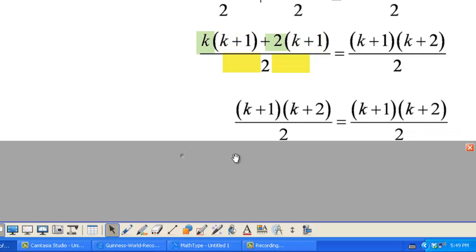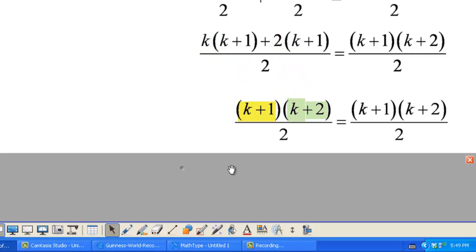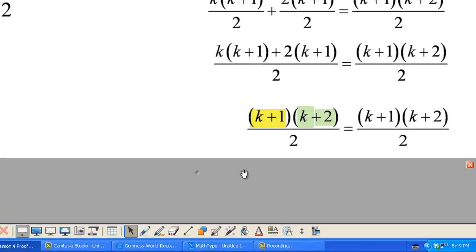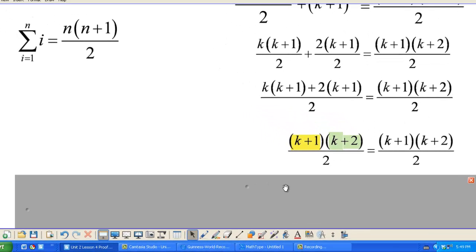So when I factor out a k plus 1, I'm left with k plus 1 times k plus 2 over 2. And you have just proven that the left side is equivalent to the right side, and you had to substitute in a value that was assumed. So here is the part that's weird and you're going to have to simmer over.